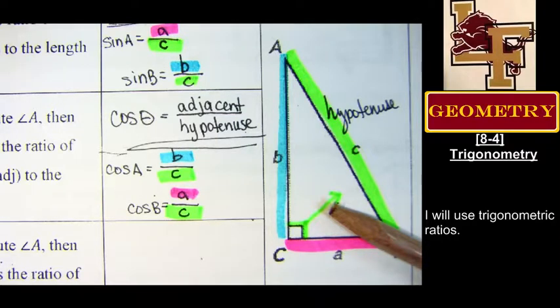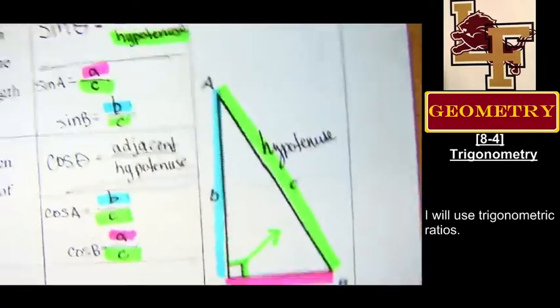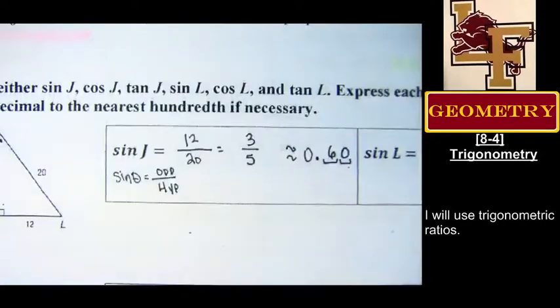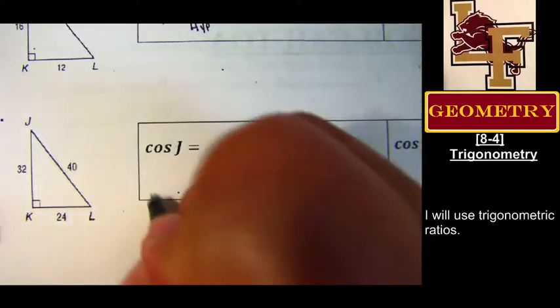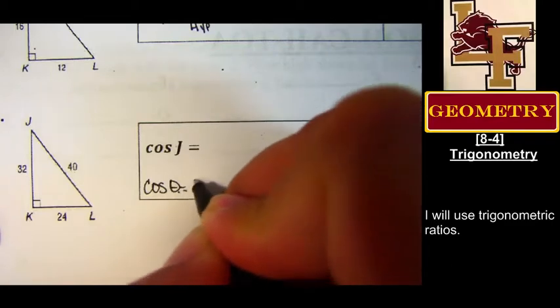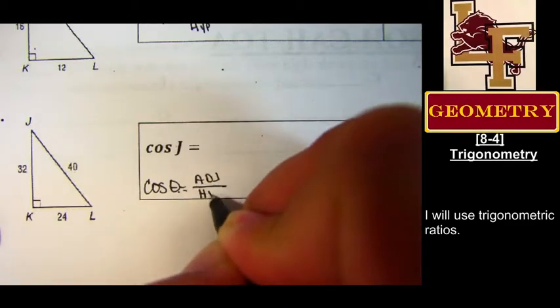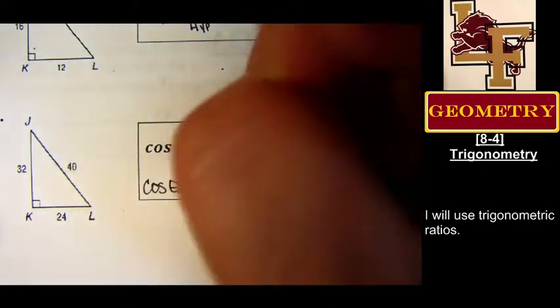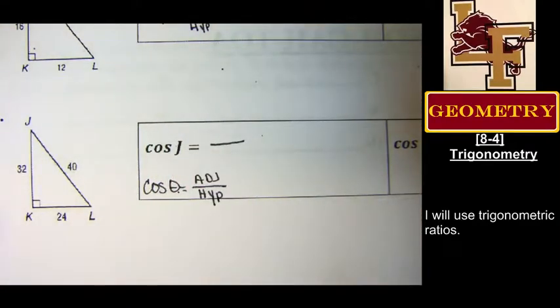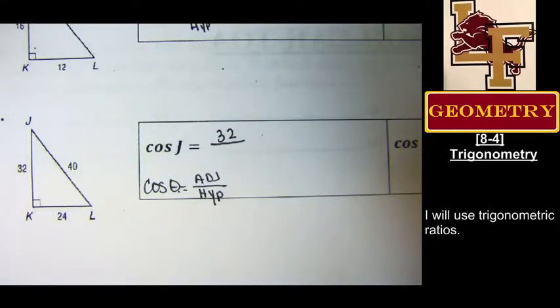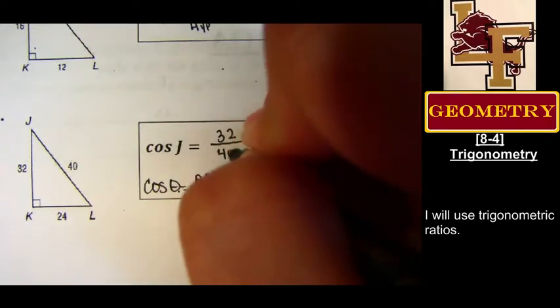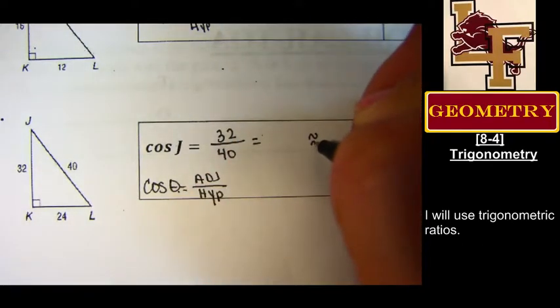Do you feel that you could do those other two examples on your own now that you saw how to do the sine one? If I flip back to the front page, let's do this one. Ready? All right, so the cosine of any angle is adjacent over hypotenuse. What side is adjacent to angle J? 32 is correct. And the hypotenuse of this triangle? 40. Reduce that fraction and then give it to me as a decimal.